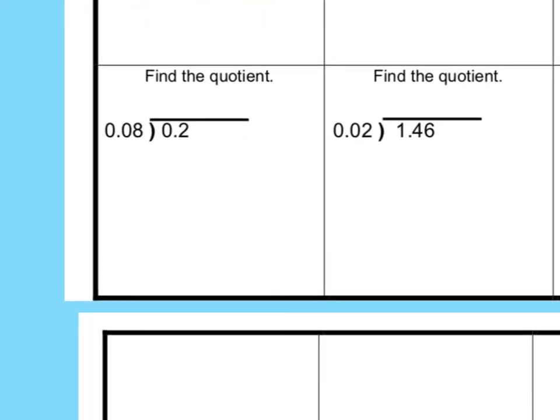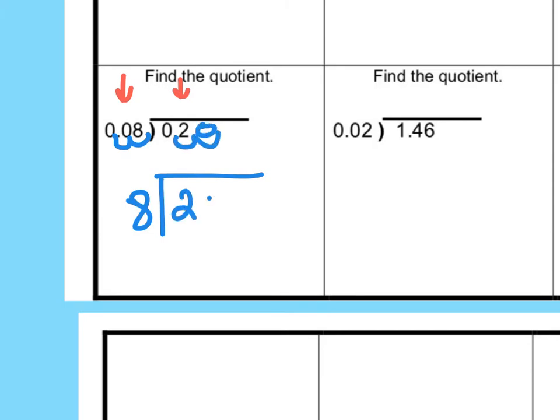For the next one, it says find the quotient. This is our divisor on the outside. This is our dividend. We have to find the quotient. The first thing we need to do is move the decimal over to the right once, twice. And then we need to do the same thing on the inside. Once, twice, add a 0. So now it looks like this. So now it's actually 20 is being divided by 8.